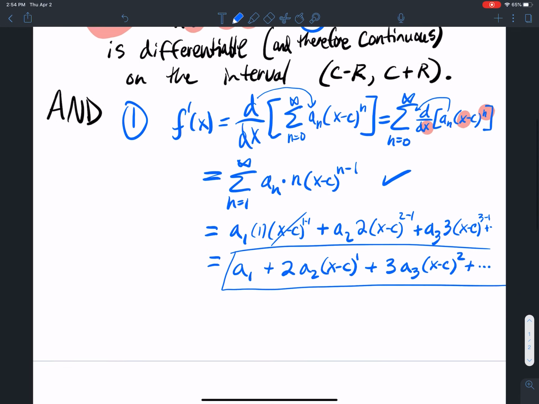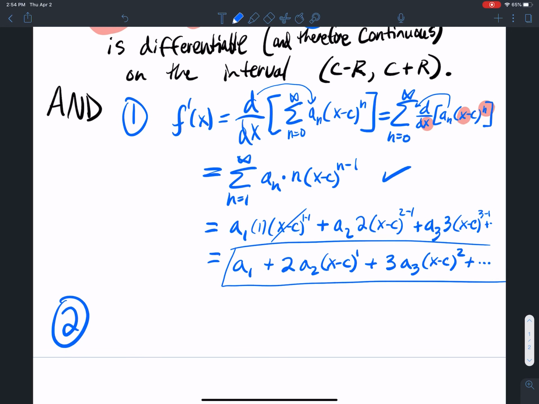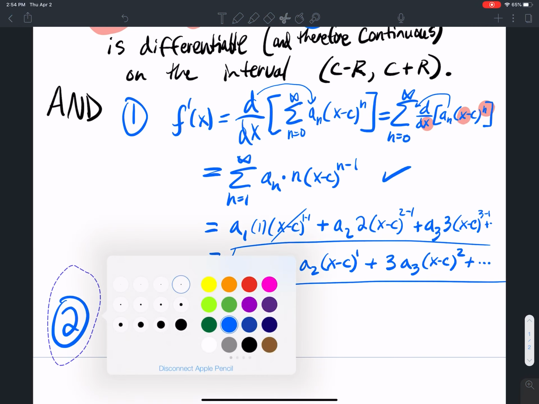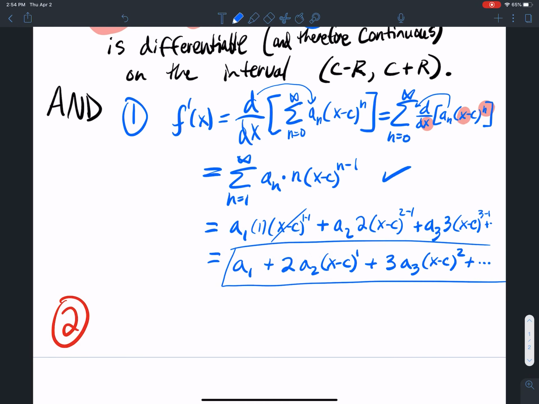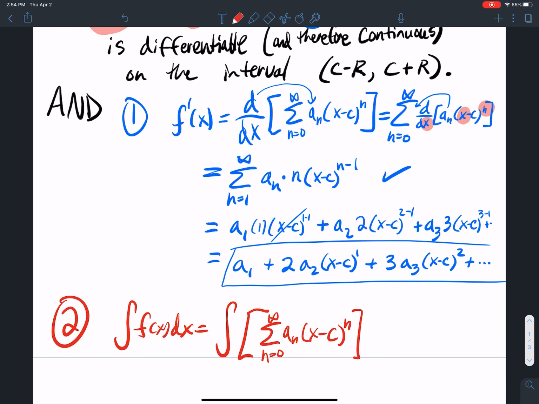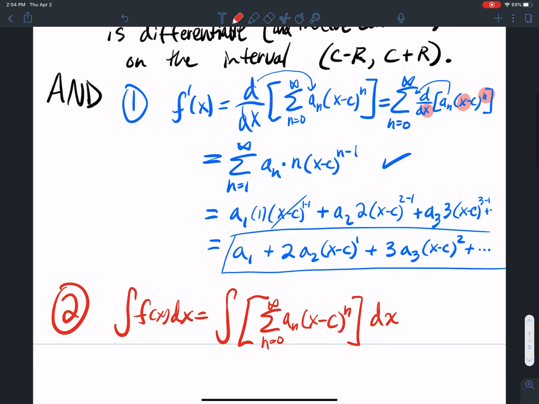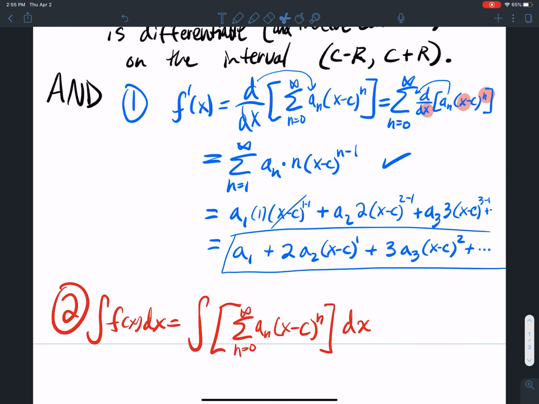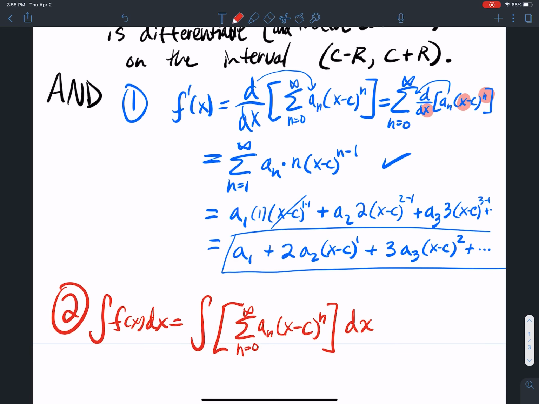Now, we can do the same thing with integration. So the second part, integration. With integration, I can integrate f of x dx, and this is equal to the integral of the sum n going 0 to infinity of a sub n, x minus c to the n, close it, dx. Okay, so the integral of the sum is the sum of these individual integrals. My goodness, that's like a tongue twister, right? So what does that equal?